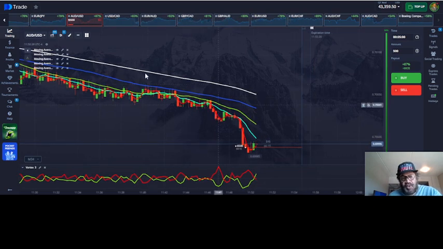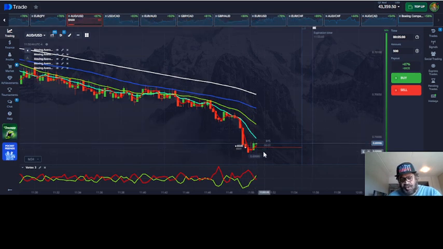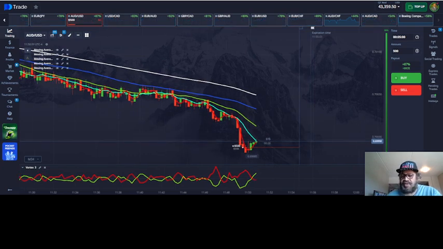If we notice, all the SMA lines are beginning to slope downward. They've been sloping downward, but there appears to be a sharper slope downward here, suggesting a strong bearish trend is developing. So I'm going to wait till about 30 seconds left in the trade and see the results of this trade.